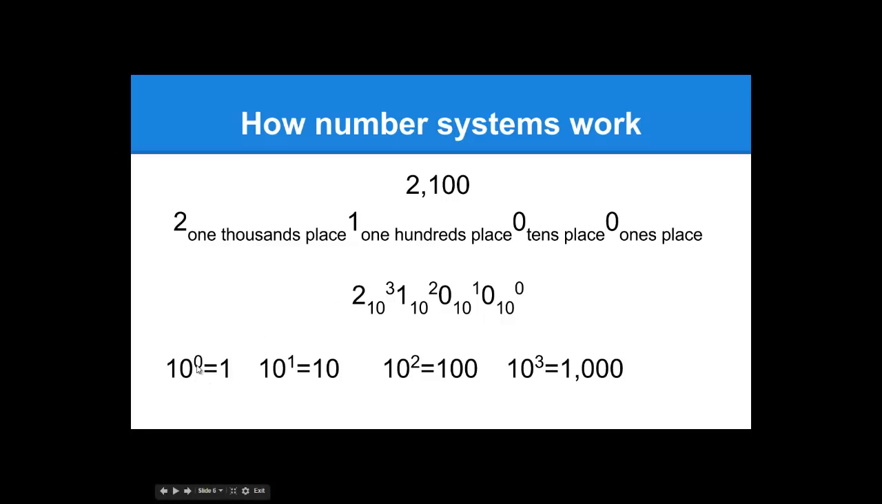I mentioned earlier, 10 to the power of 0 is 1, 10 to the power of 1 is 10, 10 to the power of 2 is 100, and 10 to the power of 3 is 1000. You can do all that in a calculator and it will give you those answers exactly.